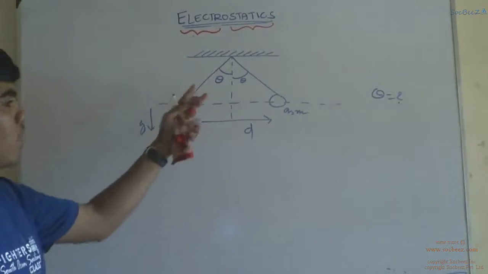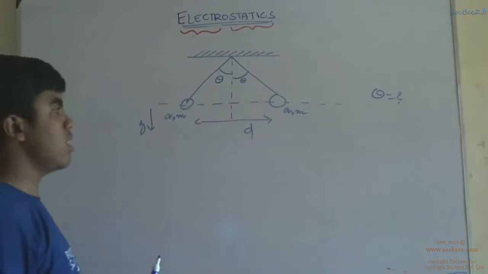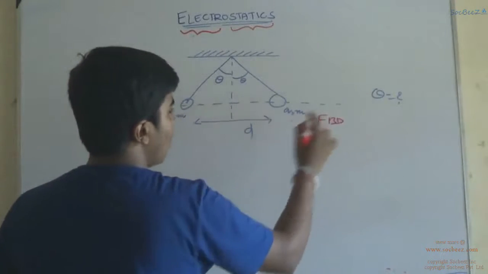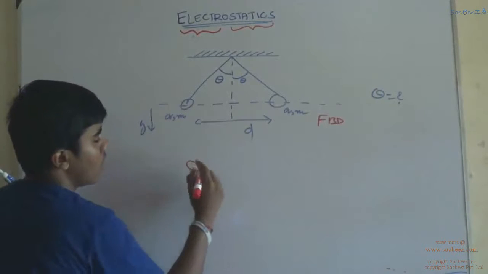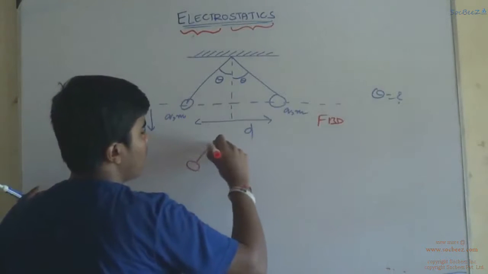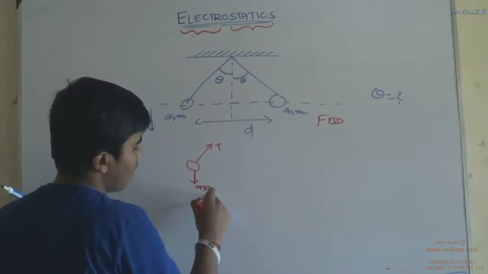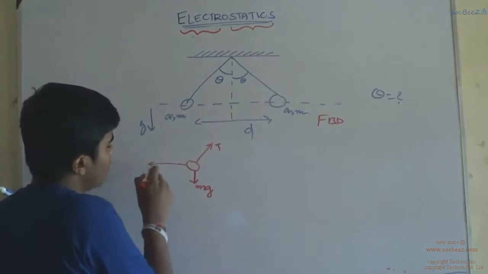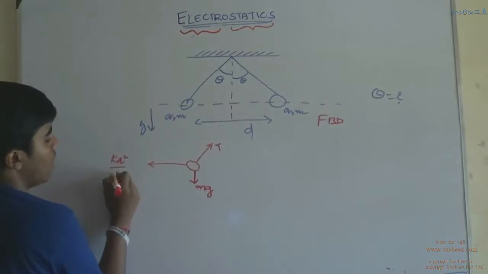So, first of all, whenever we come across a question of force analysis, the first thing we need to do is draw a free body diagram. Now consider this charge q. It has a tension acting over here, a gravity force mg, and a Coulombic force in this direction, which is equal to kq square by d square.